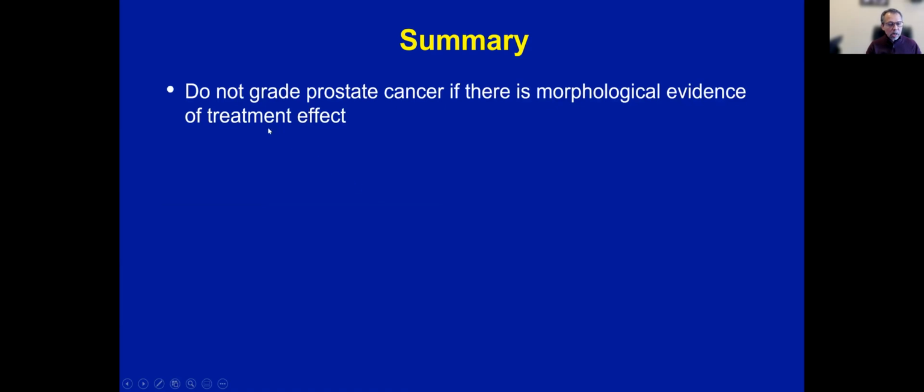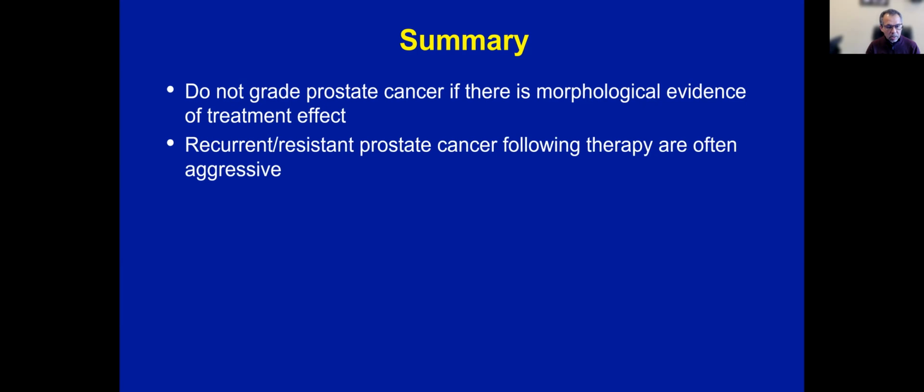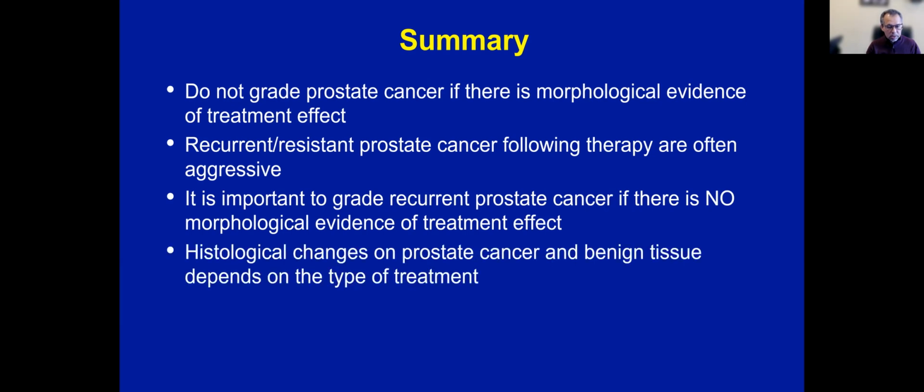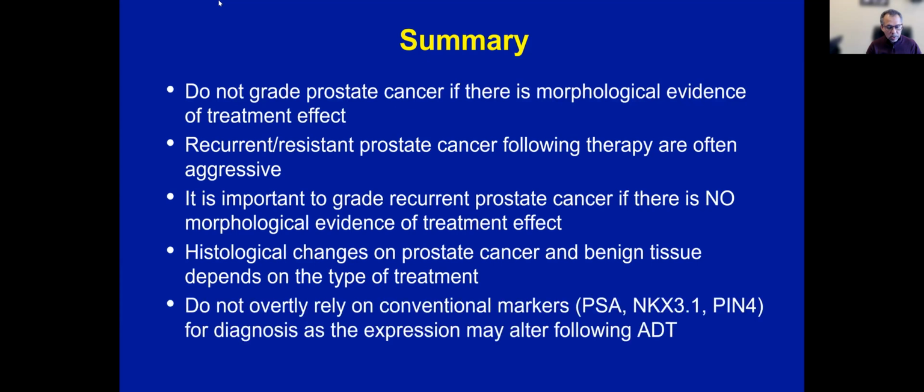So in summary, we learned that we should not grade prostate cancer if there is morphological evidence of treatment effect. Recurrent or resistant prostate cancer following therapy is often aggressive, so it is important to grade recurrent prostate cancer if there is no morphological evidence of treatment effect. Histological changes in prostate cancer and benign prostate tissue can depend on the type of treatment. So do not overly rely on the conventional markers, PSA, NKX3.1, and P504S. They can lose expression following androgen deprivation therapy.